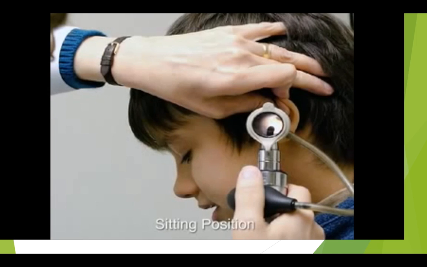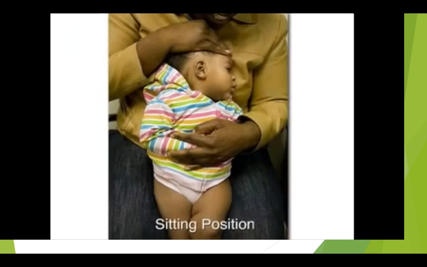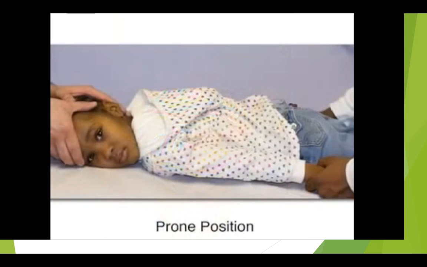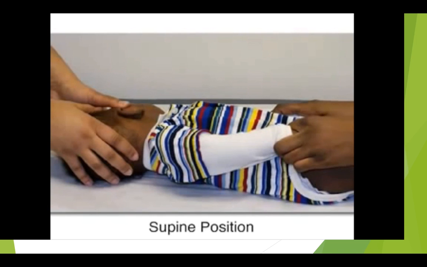Older children and cooperative younger children may be examined in the sitting position, either in their parent's lap or on the examination table. Uncooperative children are best examined while recumbent, in either prone or supine position. The head should be firmly immobilized by an assistant. A second assistant, usually the parent, braces the child's body against the examination table. Depending on the child's position, one of the assistants must also firmly hold the child's hands.